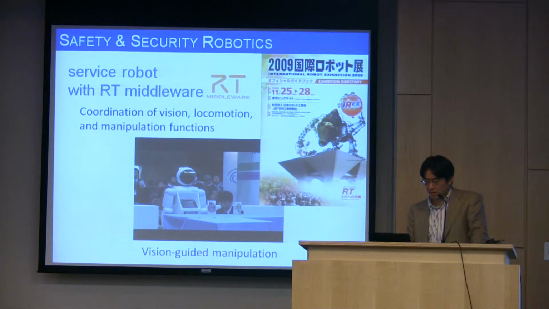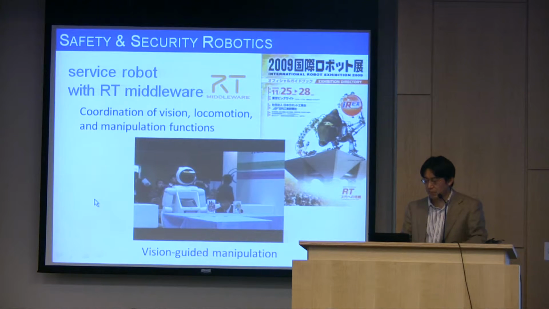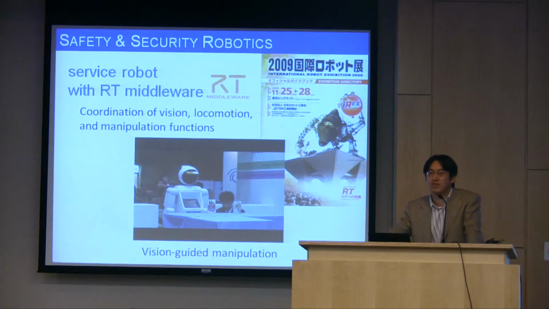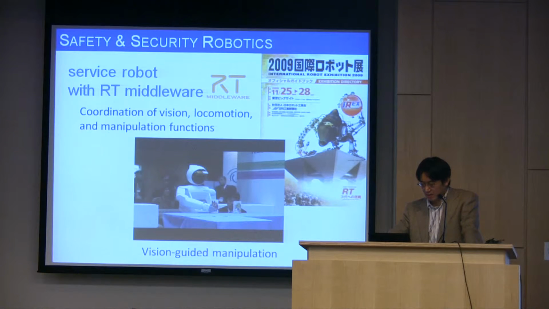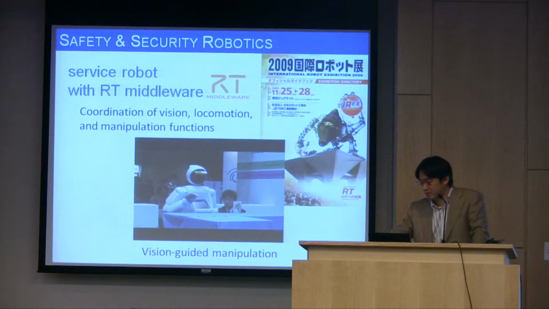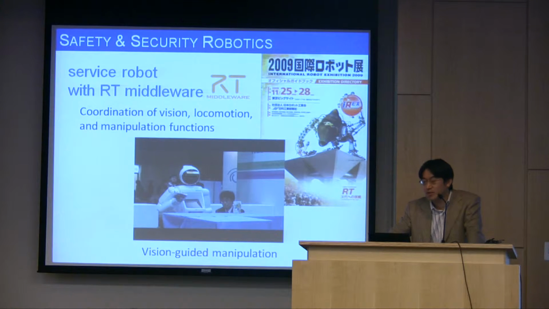And we also have service robots. This robot is developed by the Fujitsu company in Japan. We are developing its motion, vision, and locomotion and manipulation coordination functions. We develop these motions by using software components, such as a vision component, a grasping component, or a locomotion component. So this is a movie of a demonstration at the International Robot Exhibition 2009. It's held in Tokyo.